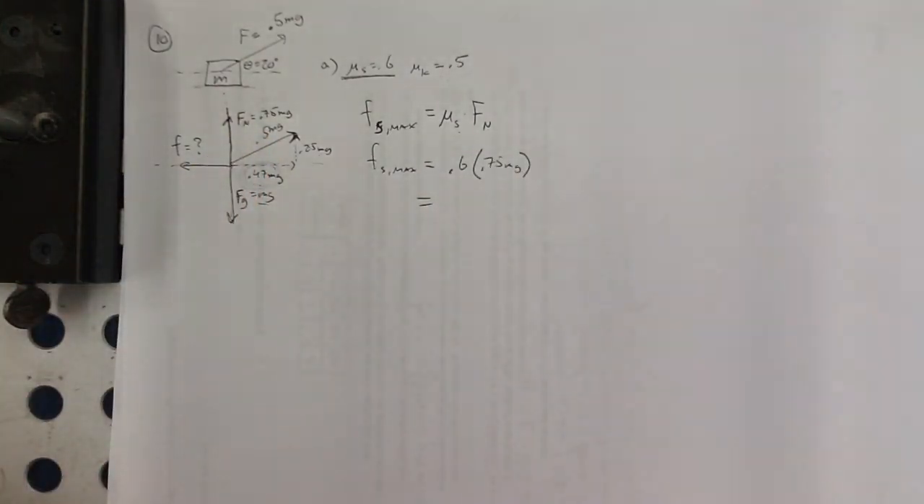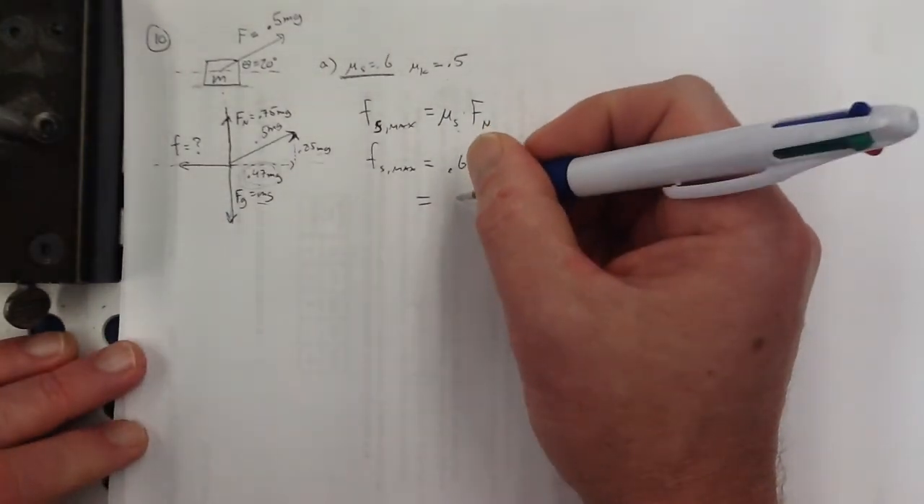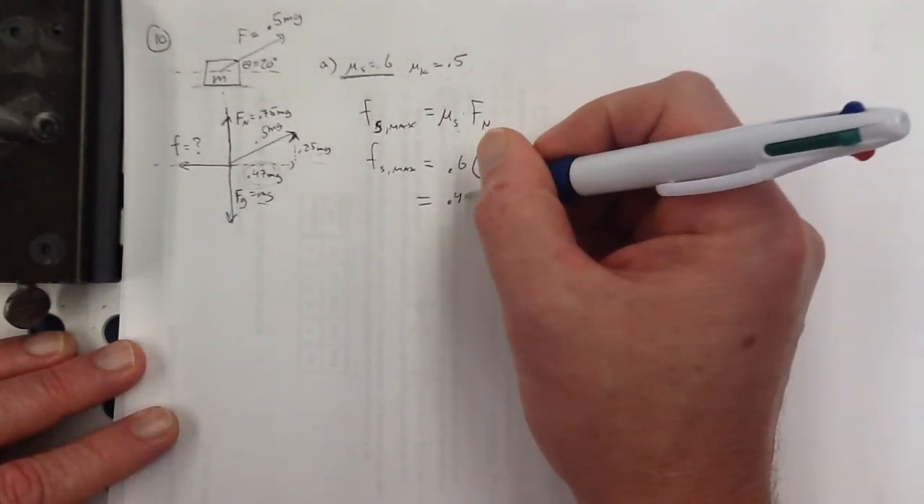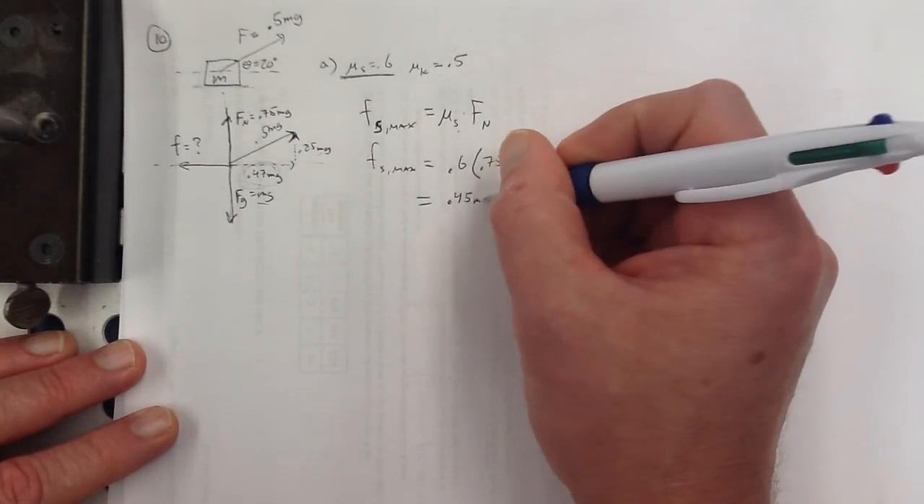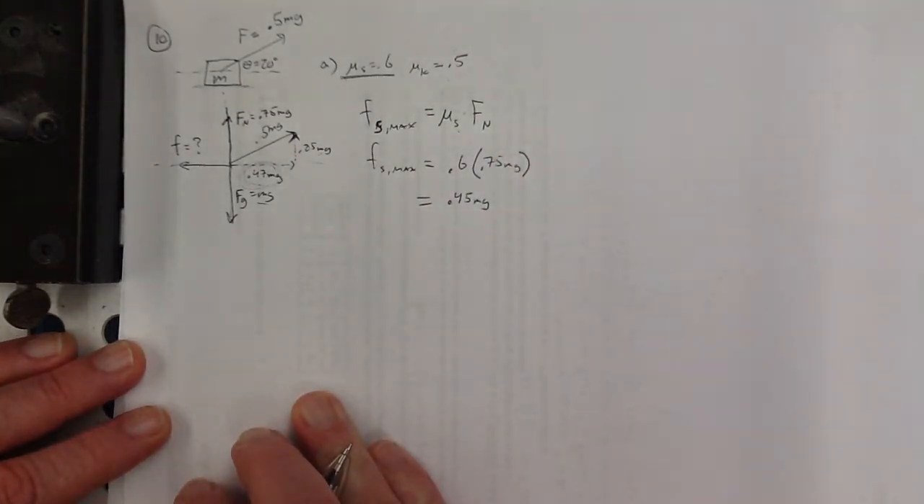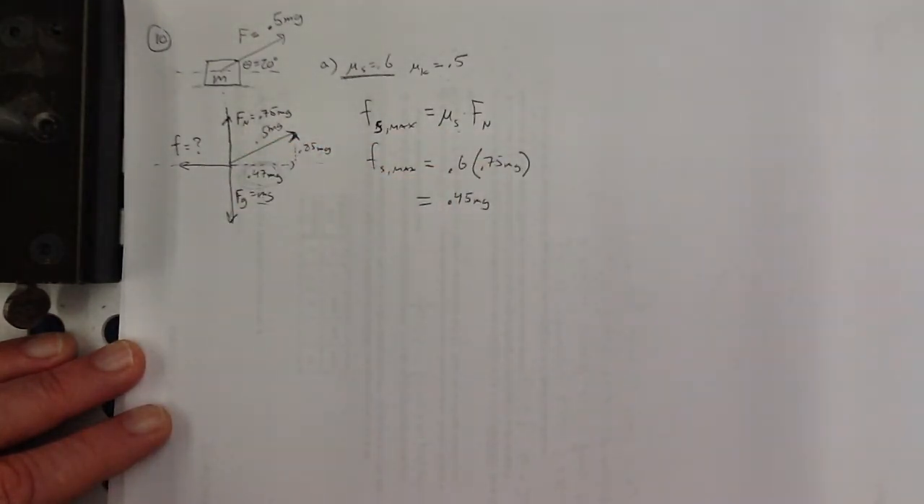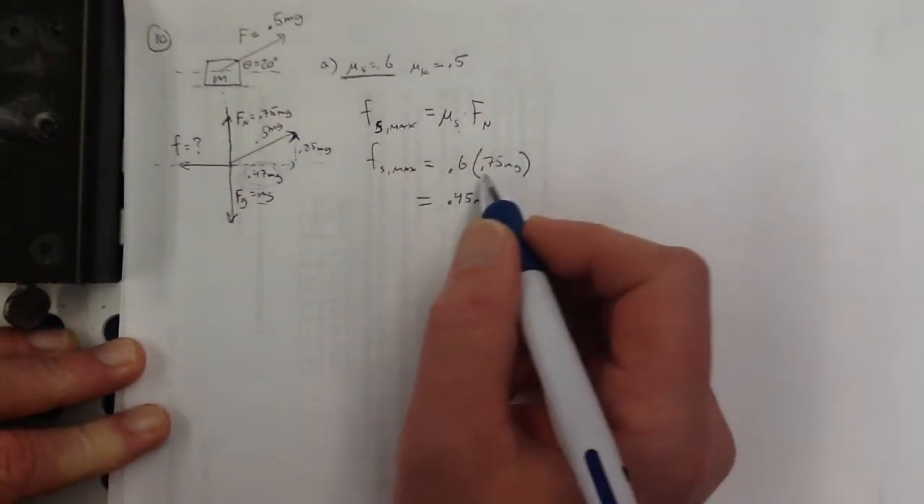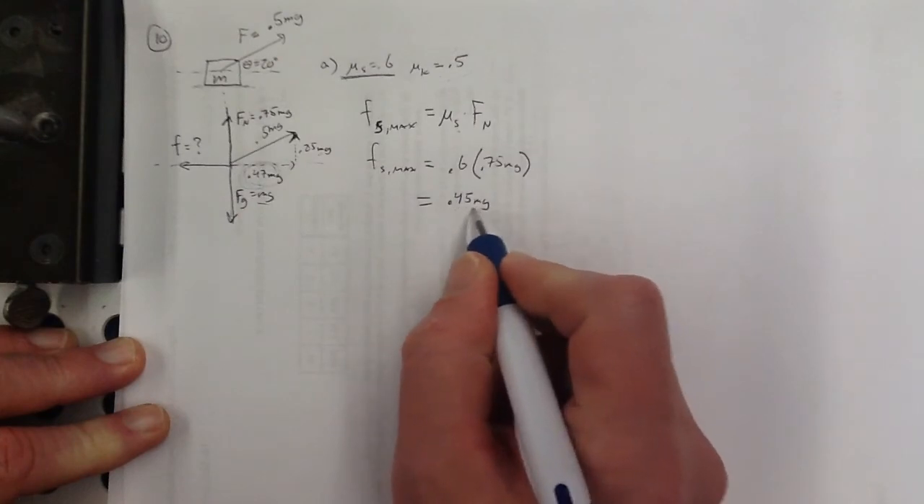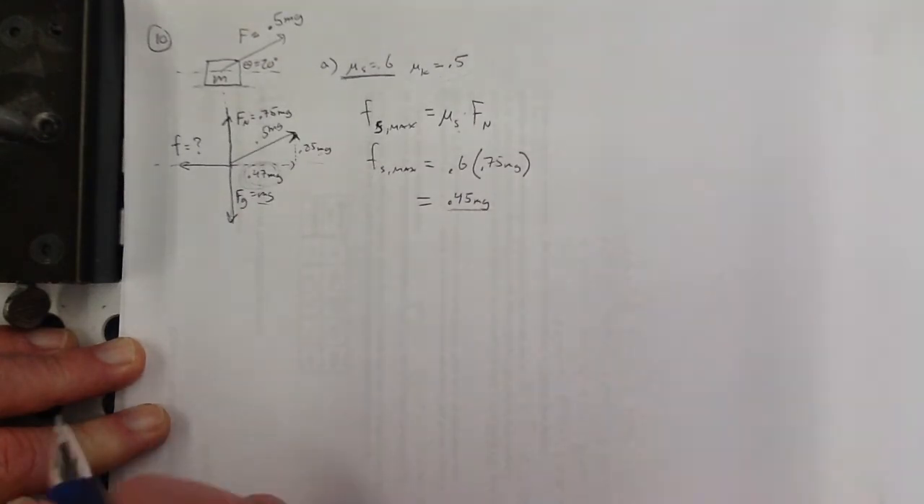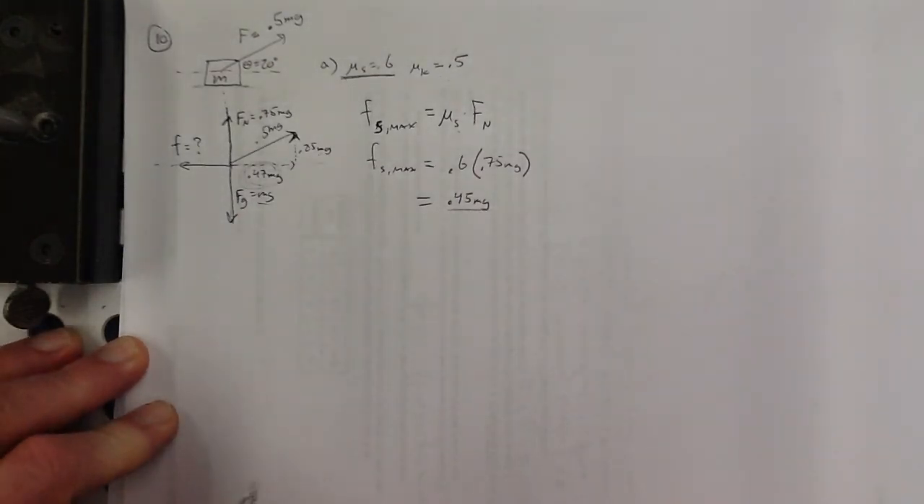So 0.6 times 0.75 is 0.45 mg. That is the maximum. Oops, oh yeah, that's right. I'm sorry. That is the correct calculation. So that is 0.45 mg. That is the maximum amount of static friction that there can be.